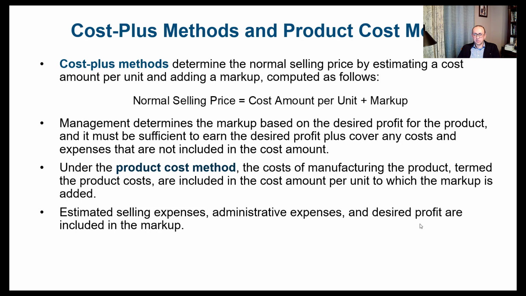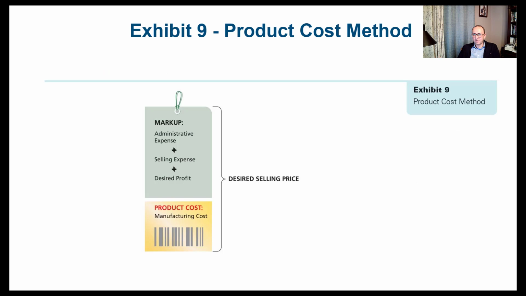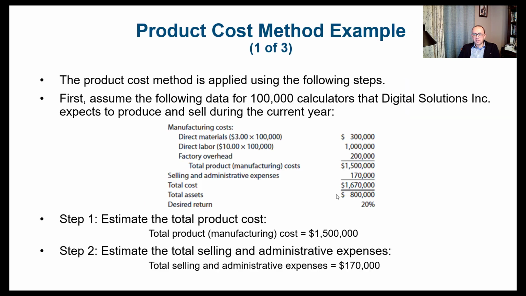So let's try to see this in a way we can visualize it. So in the product cost method, we see the manufacturing cost here, which is how much we incurred to get the product ready, plus the markup. And the markup includes three parts: the administrative expenses, the selling expenses, and the desired profit. So when you combine these together, that's the desired selling price. So let's see an example. So the product cost method is applied using the following steps. We have here 6 steps that we're going to follow.